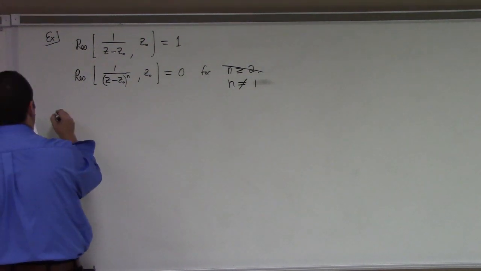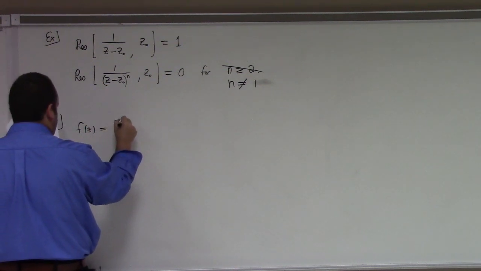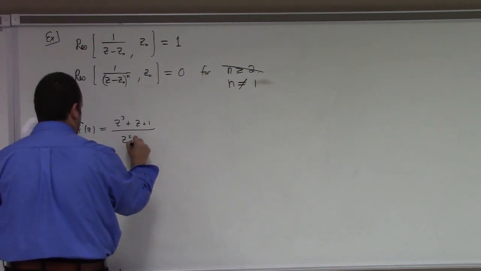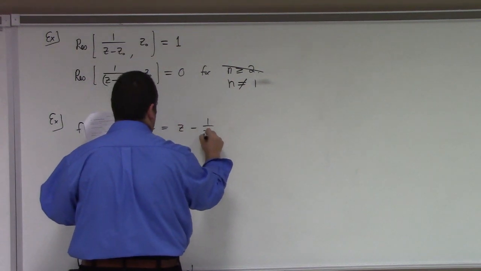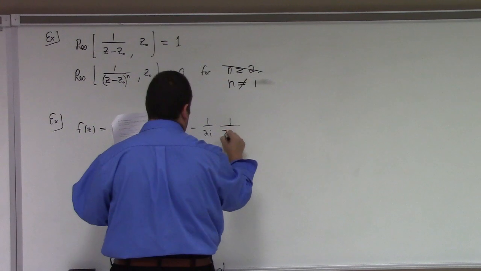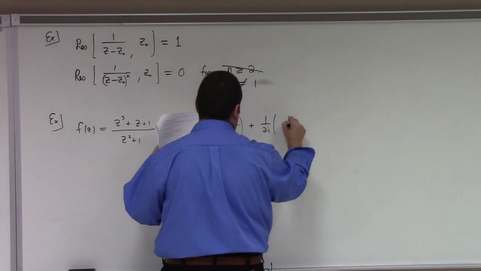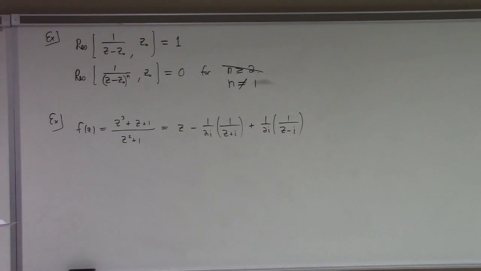And a more interesting example, we have calculated before that if you take z cubed plus z plus 1 divided by z squared plus 1, what do you get? Partial fractions decomposition gives us z minus 1 over 2i, 1 over z plus i, plus 1 over 2i, 1 over z minus i. So this is the partial fractions decomposition. And from this, you can see some different things about this function, right? It's got singularities, a pole at plus or minus i.